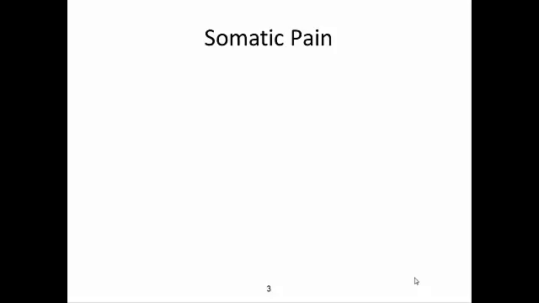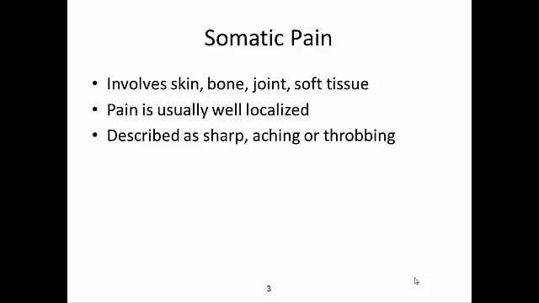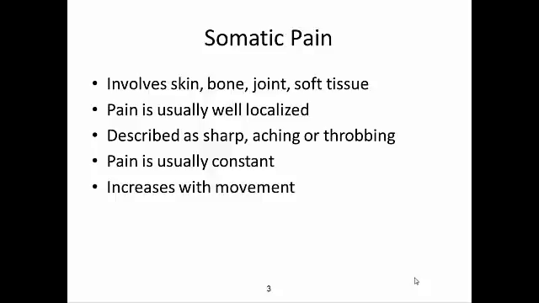So somatic pain, it involves the skin, the bone, the joint, and soft tissues. So you think of a musculoskeletal type injury, a sports injury, this would be a somatic pain. Pain is usually well localized, and the patient will describe the pain as sharp, aching, or throbbing. Pain is usually constant, so it's usually there most of the day. And there's predictable patterns with it. The pain increases with any movement, but then the patient may say, but at rest, the pain gets less.